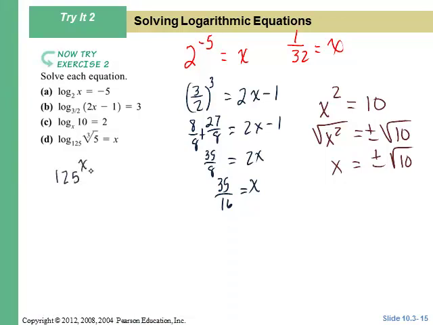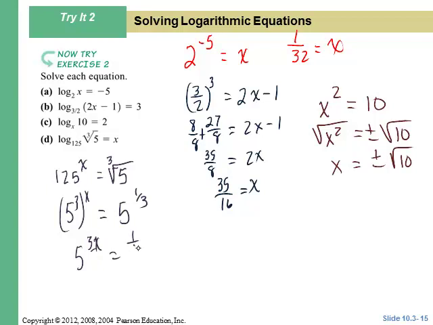Last one. 125 to the x equals the cube root of 5. This is 5 to the 1/3. 5 to the 3rd to the x equals 5 to the 1/3. 5 to the 3x equals 5 to the 1/3. So 3x is 1/3. X is 1/9.